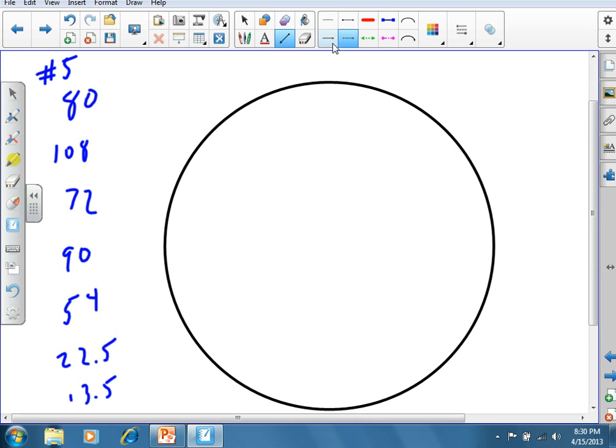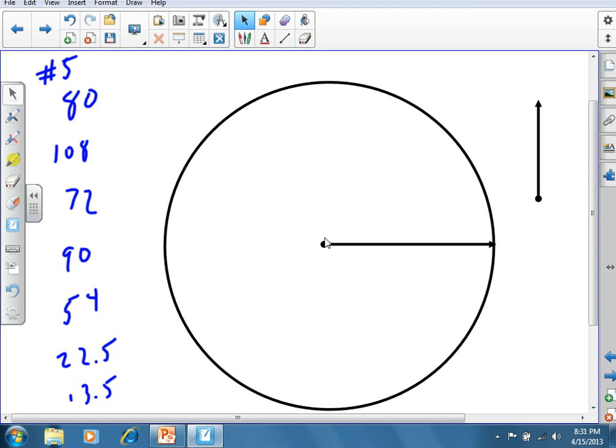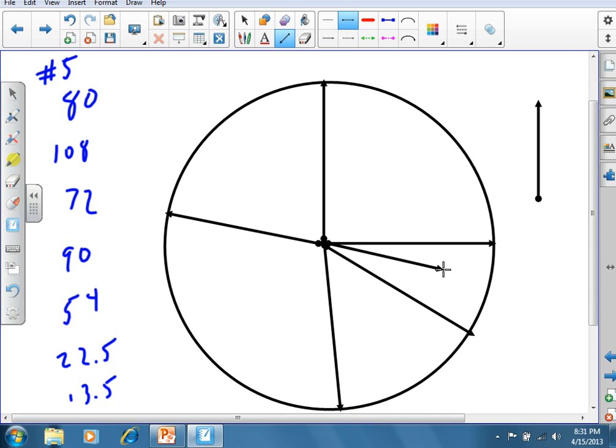Okay, so I could take probably that guy. So if I go there, and I go there, get rid of that one. Our pie's not gonna look as pretty as yours. Not my fault. Okay, so there's that guy. There's the 90 guy, and then we need an 80 guy, and then a 108 guy, and then a 50-something guy, and then a 22 and a 13.